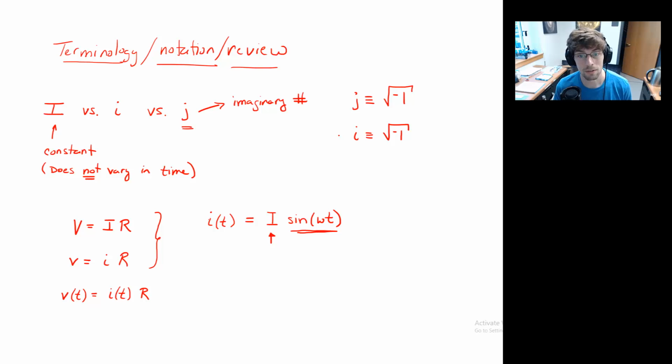In physics, you tend to see both. Sometimes you'll see j, sometimes you'll see i. In engineering and electrical engineering, j is the imaginary number, so be aware of that. Depending on who you're talking to and what field you're dealing with, you will see this change. For this class, j is the imaginary number.